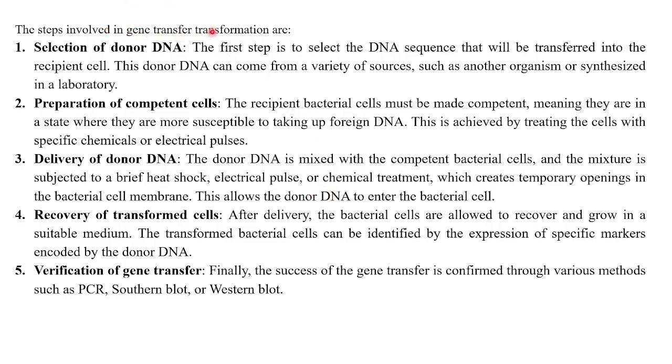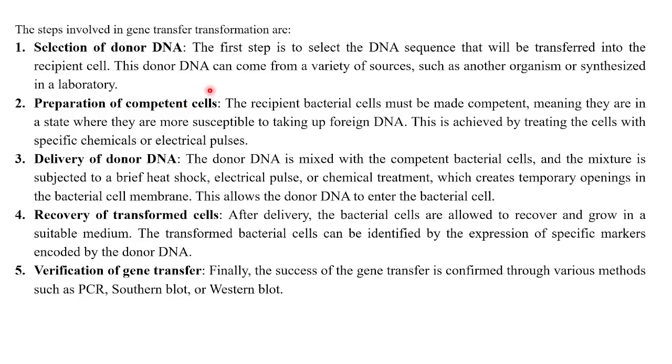The steps involved in gene transfer transformation are selection of donor DNA. So the first step is to select the DNA sequence that will be transferred into the recipient cell. This donor DNA can come from a variety of sources such as another organism or synthesized in a laboratory. As I am repeating many times, the main aim of genetic engineering is to introduce a gene of interest from one organism into another organism where we want it to be expressed. So the first step in transformation is selection of that desired gene or the donor DNA.